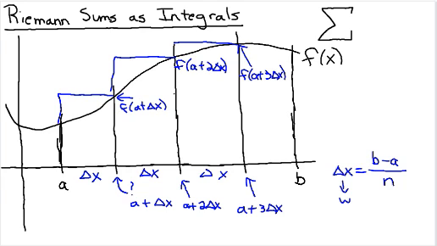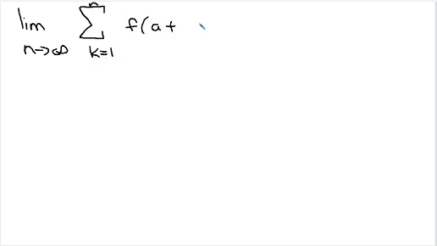All right? So when you see some ugly thing, and I'm going to put this on the next screen, like this, the limit as n approaches infinity of this Riemann sum, and they put this little k equals 1, and they put an n up here, and then they put f of a plus delta x times k times delta x. This is what's called a Riemann sum expression for an integral.